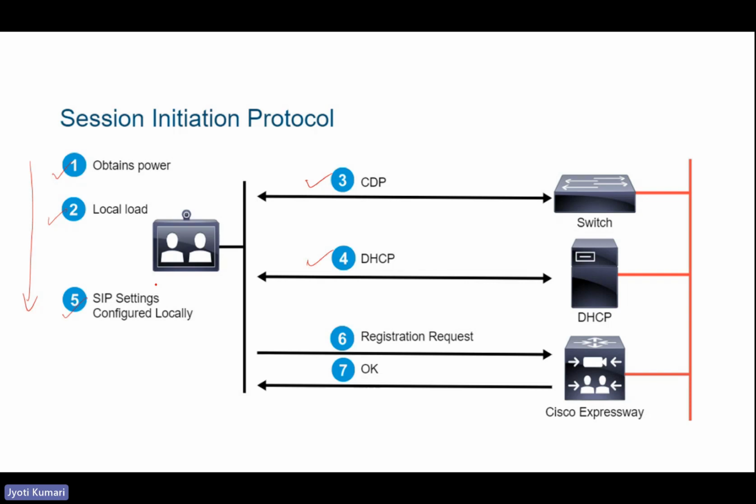Now there's a difference from how IP phones get registered on the CUCM and how they get registered on the Expressway. A lot of configuration in the case of Expressway has to be done on the endpoint itself. So you have to manually configure some settings on the endpoint, like IP address, SIP mode, or endpoint mode. So in this case the SIP settings have to be configured on the local endpoint. Then a registration request is sent to the Expressway, and the Expressway acknowledges and registers it. So this is the registration process.